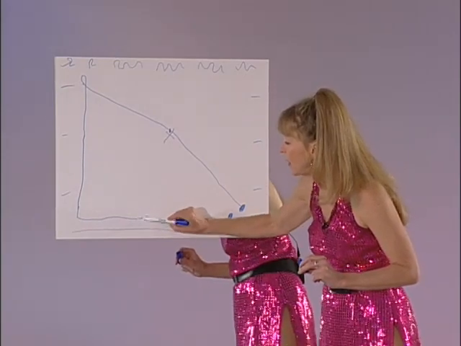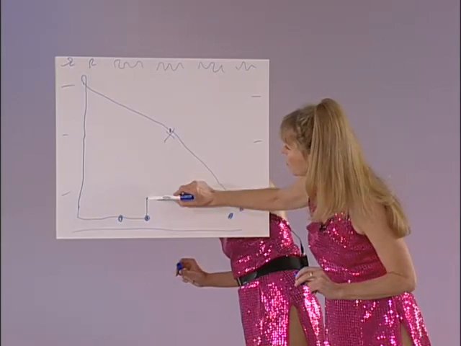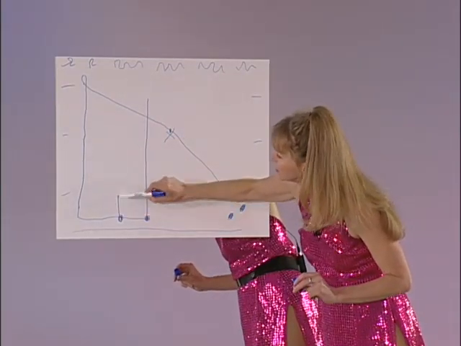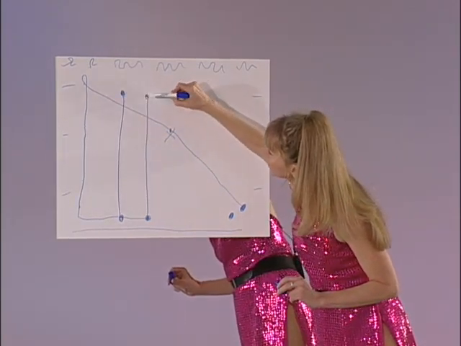1, 2, 3, 4, 5, 6, 7, 8. Now I've got my two people right here. Then I'm going to have them come forward. 1, 2, 3, 4, 5, 6, 7, 8. This guy too. And then I'm going to have them dance right here.